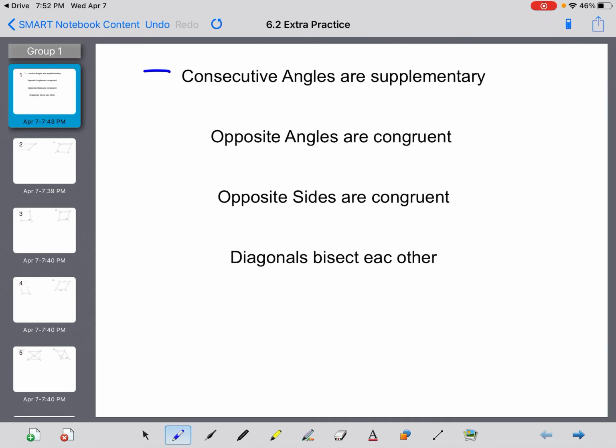So these were all in our notes from the past two lessons: consecutive angles are supplementary. Remember, that means they equal 180, okay? Little disclaimer here, I do not have my normal stylus for my iPad, so you're going to have to bear with me as I try to write this stuff with my finger, okay? Opposite angles are congruent, opposite sides are congruent, and the diagonals bisect each other, which means that they cut them in half, okay?